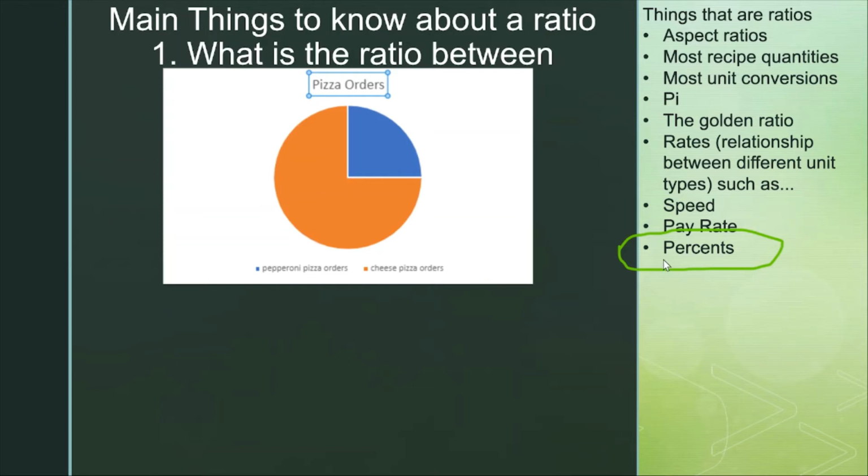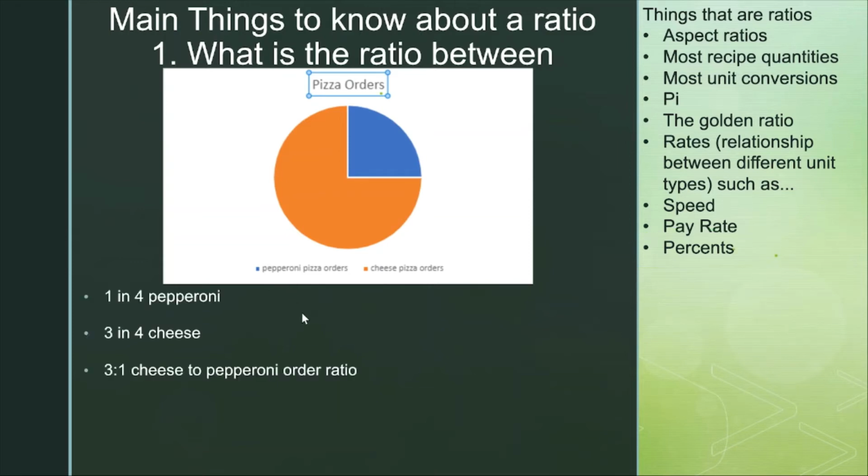We see here a pie chart, and guess what? Percents are another way that we talk about ratios. The pie chart talks about pizza orders. There's orders for pepperoni pizza and orders for cheese pizza. We can talk about this using several different ratios. 1 in 4 orders are for pepperoni, 3 in 4 orders are for cheese, or there's a 3-to-1 cheese to pepperoni order ratio.